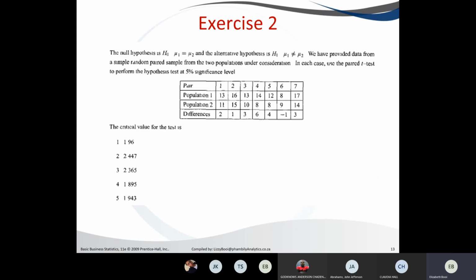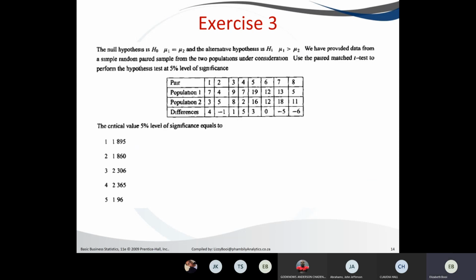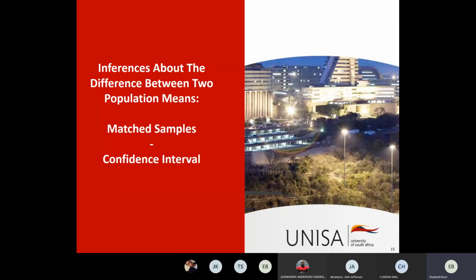The other time, they might just ask you to calculate the critical value. You know how to find the critical value. And this one also talks to the critical value. But that is what you need to go and do on your own, and then we can discuss that on WhatsApp. Any other question?